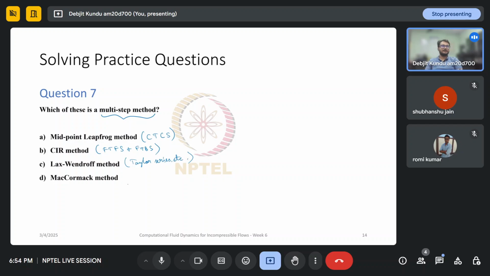And D, the McCormack method, which is again a combination of, let's see if I can remember correctly. I think it was FTFS and what is it? I think it's a combination of FTFS and FTBS. I'm not sure. Let me check.